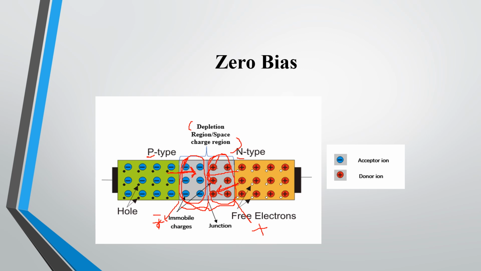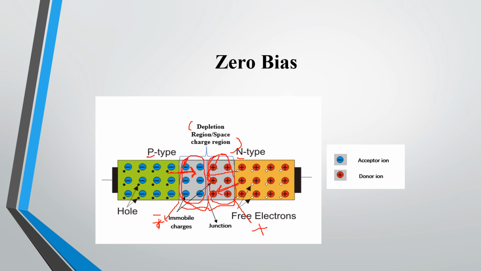So holes will move from p side to n side. So diffusion current will be from p side to n side. This diffusion is due to the majority carriers' movement, right? Holes are majority carriers in the p side, so diffusion will take place due to the majority carriers. We also have minority carriers. The p type has a majority of holes, whereas minority carriers will be electrons, right? So they are thermally generated minority carriers.